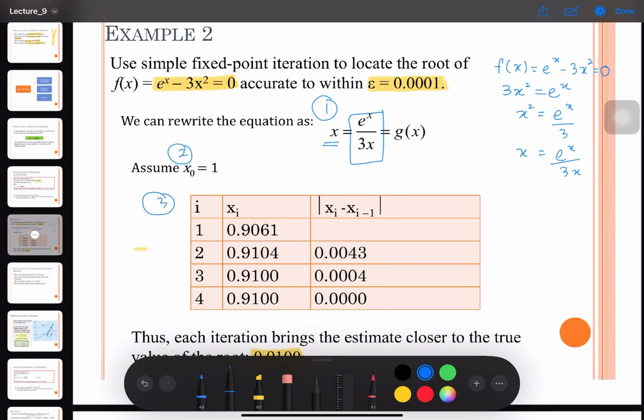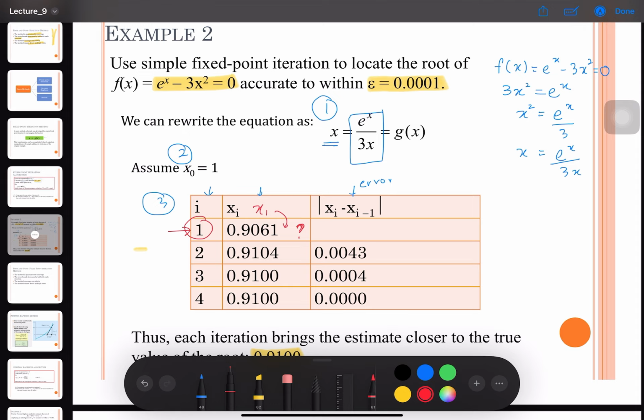Okay, so for the third step, you start with drawing a table. So your first column is I, second column is xi, third column is your error. Error here, xi minus the x previous. Okay, now start with iteration number 1. The first iteration. So you have to find the value here, right? You don't know what is the value here. This one. So what you need to do is, now you have to find x1 because this one is iteration 1. You have to find x1 here.